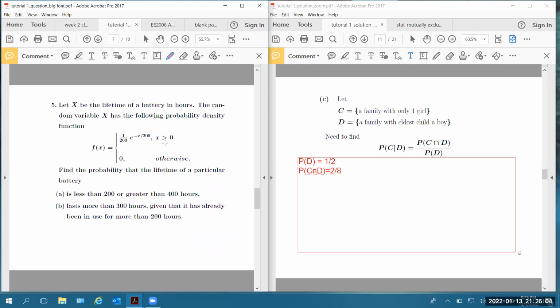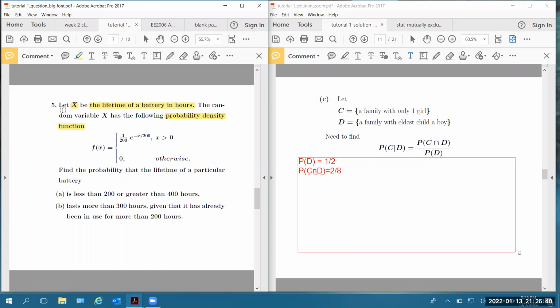Let's go and see this question. So let X be the lifetime of a battery in hours. Okay, let me go and get this highlighter. So this is our X. So this is the random variable, right? So what is it? It is the lifetime of a battery in hours. Now this random variable X has the following probability density function. Okay, so they tell you that this X has this probability density function.